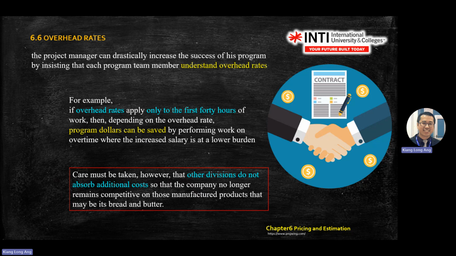Okay. So how does a project manager increase the success of his project? By insisting that each program member understand the overhead rate. For example, if the overhead rate applies only to the first 40 hours of work, then depending on the overhead rate, program dollars can be saved by performing work on overtime, where the increased salary is at a lower burden. Meaning, your project cost, this is dollar, project cost.